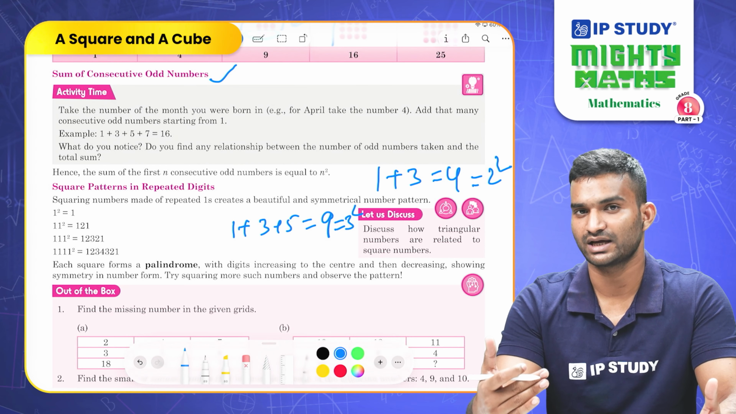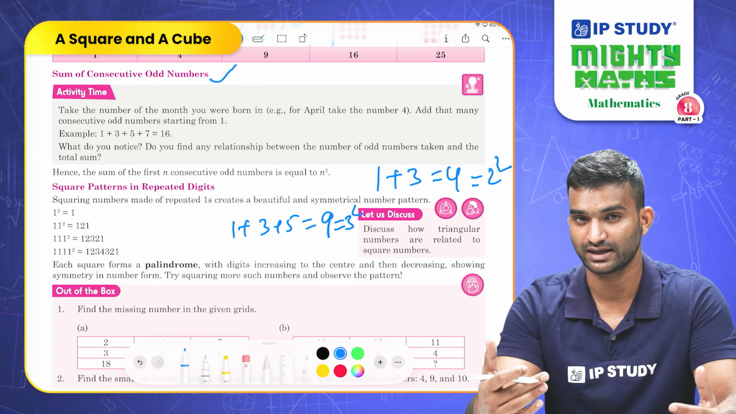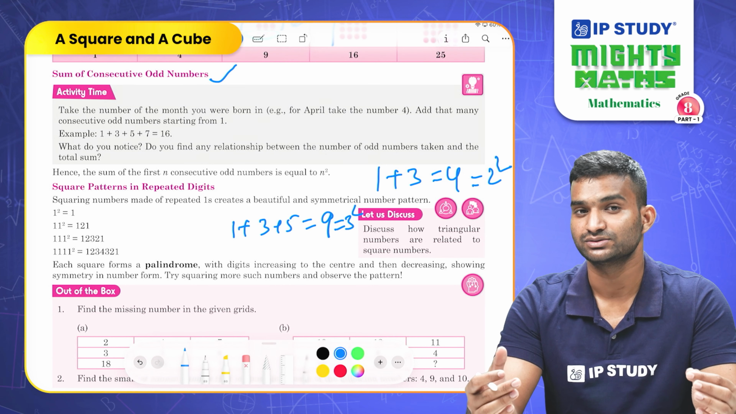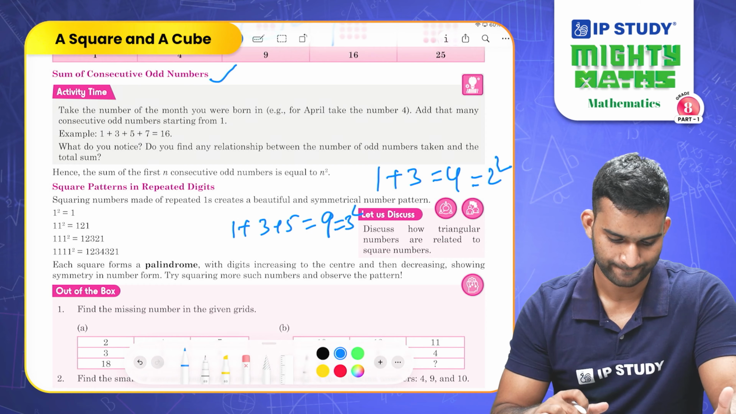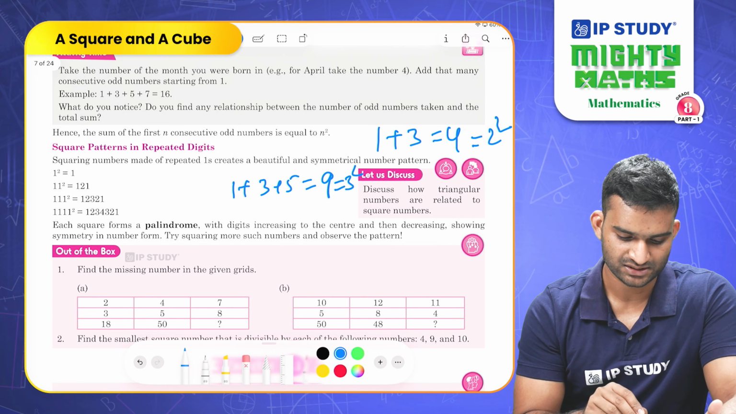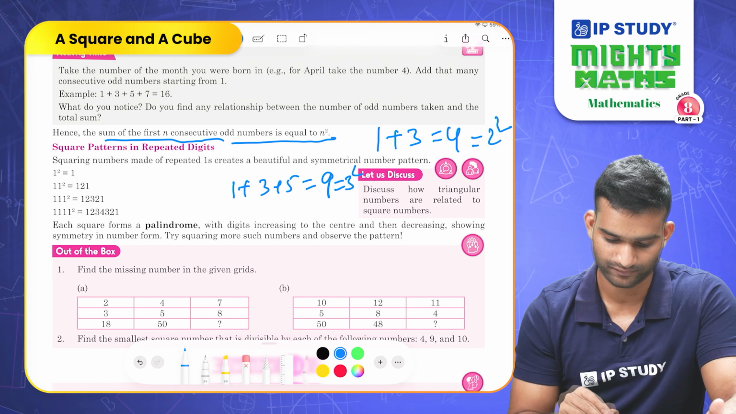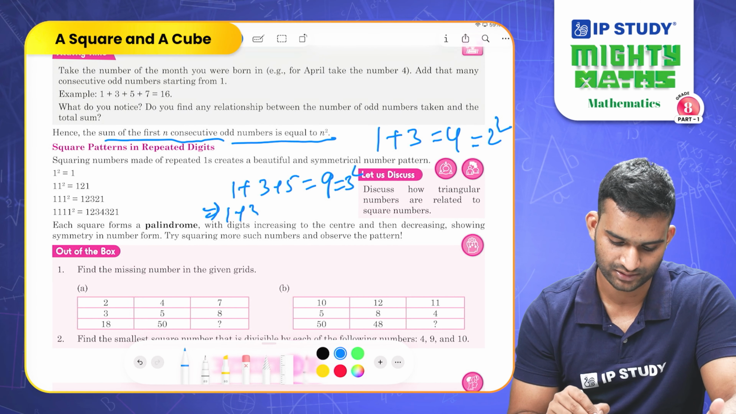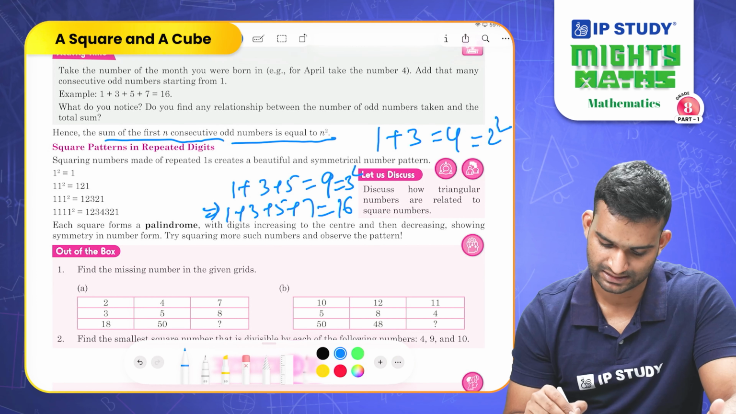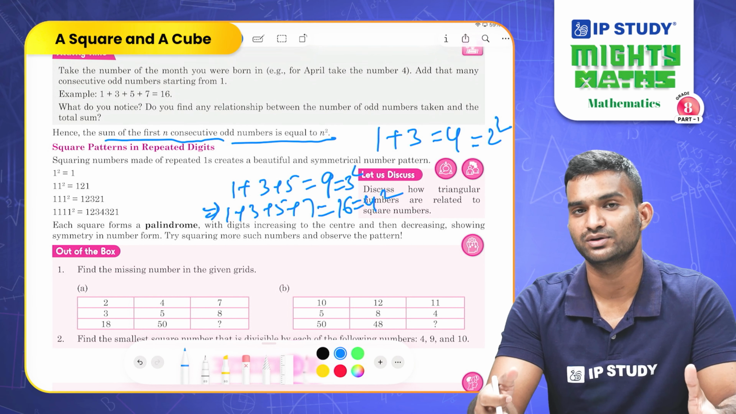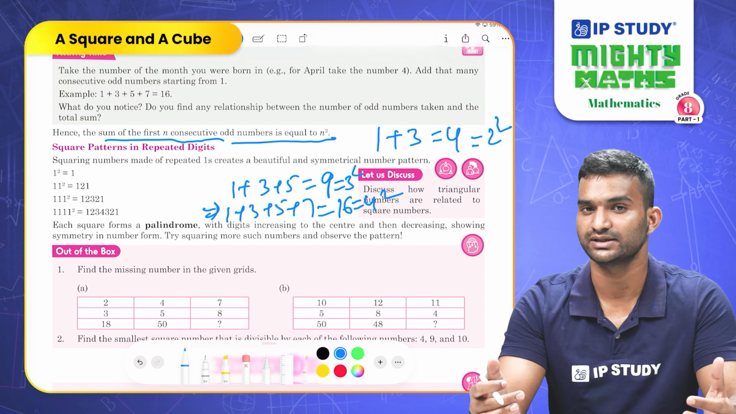So the number of odd integers we add gives a square number, and that count is the number whose square we are taking. So the sum of the first n consecutive odd numbers is equal to n squared. Like we can take another example. If we add 1, 3, 5 and 7, we get 16, which is the square of 4. So the number of consecutive odd numbers we add is the number for which we are taking a square.